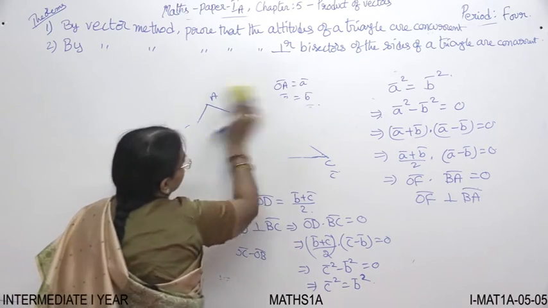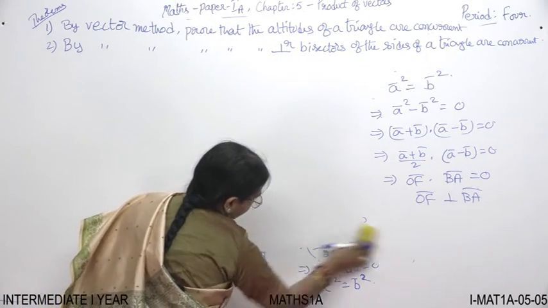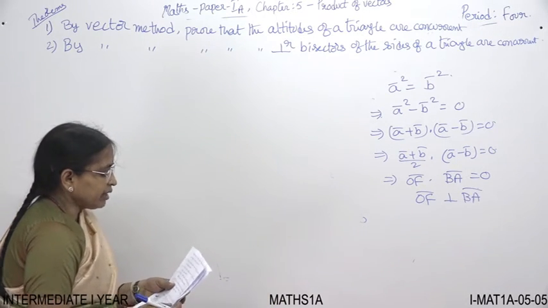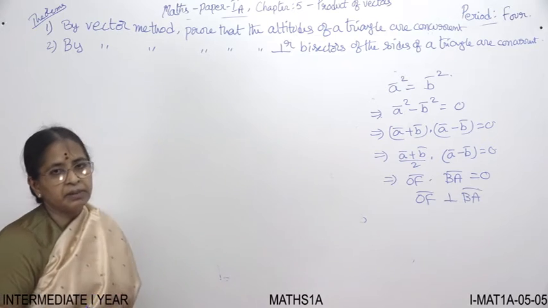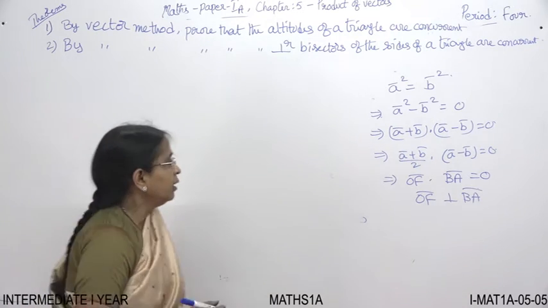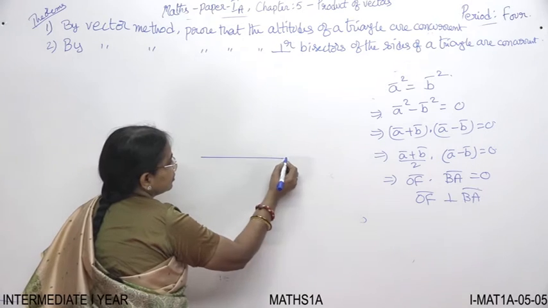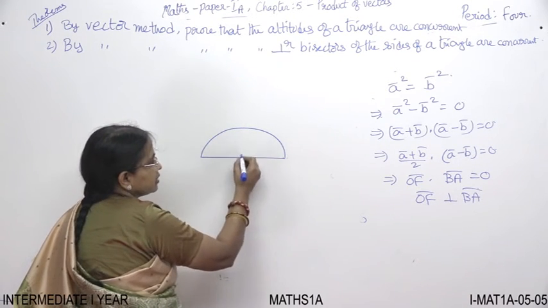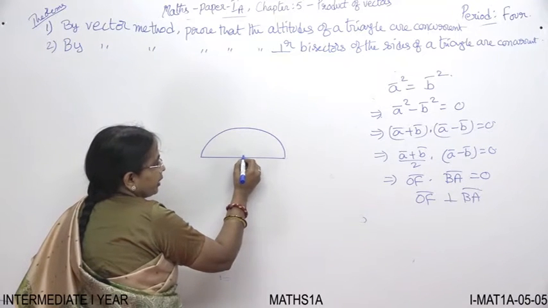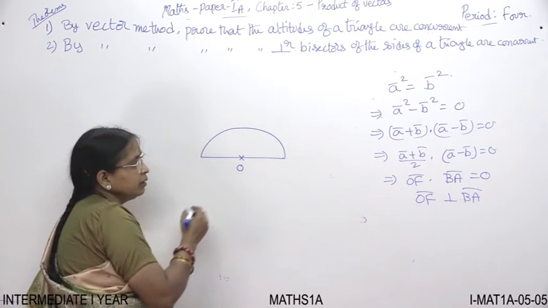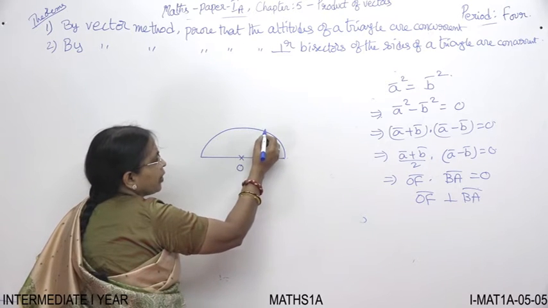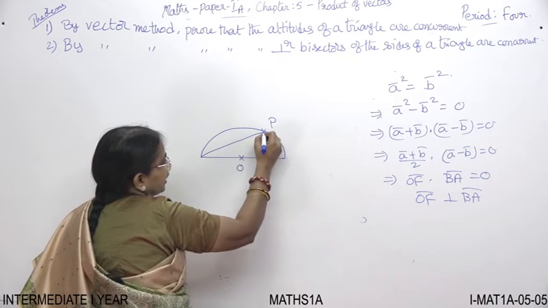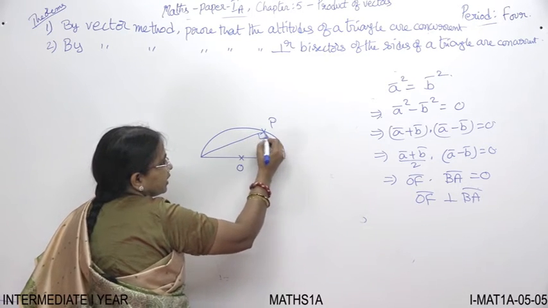Now we'll write everything in detail again. One more theorem is there: prove by vector method that the angle in a semicircle is a right angle. So this is your semicircle. Take the midpoint, this is the center. Show that the angle at any point P you take should be a right angle. This angle is 90 degrees.